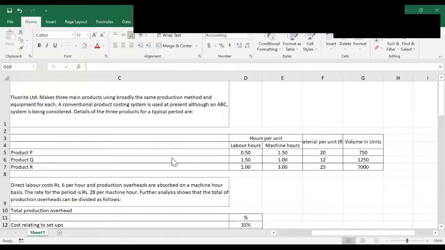Hi guys, welcome back to this session on costing, and today I'll be discussing the sum on ABC costing, which is activity based costing. This sum is a little comprehensive, and I think if you understand this one, you can solve every numerical that is there on ABC costing. Okay, so let's get started.